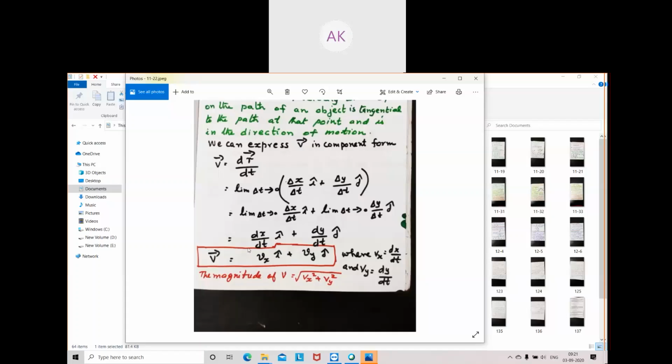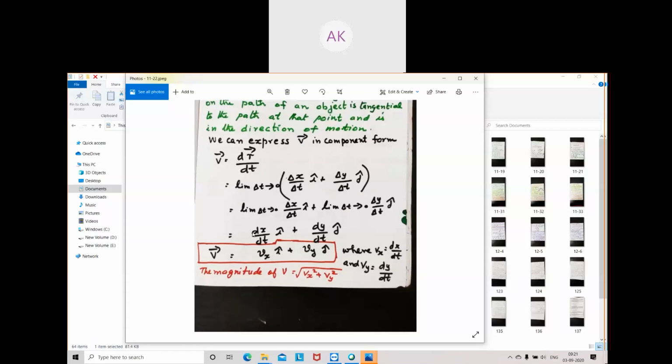When it becomes average, we will not write dx by dt. We only write delta x by delta t. For instantaneous, we write dx by dt. For average, we just write delta x by delta t only. The time limit is not given to average velocity. The time limit is given to instantaneous velocity. Then it becomes dx by dt i cap, dy by dt j cap. So you should know the difference while writing. So children, better write and study all these derivations. Otherwise, you may feel difficulty.